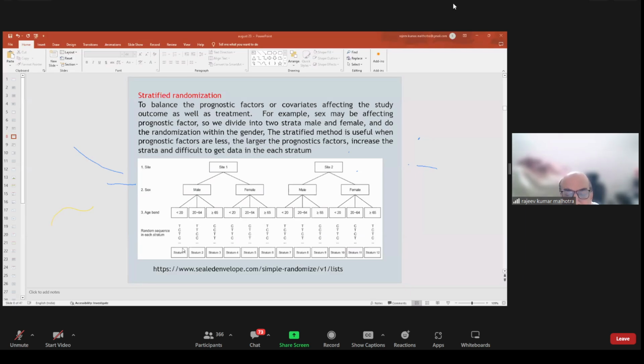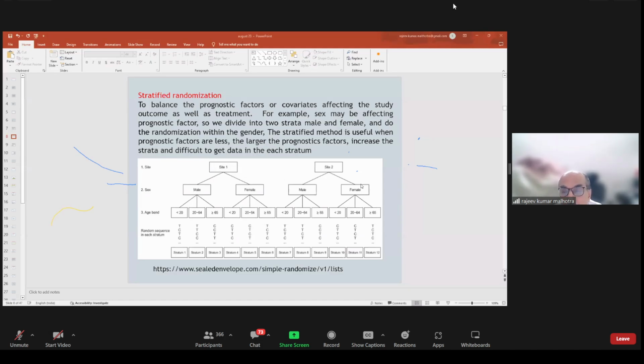Recently, I did stratified sampling in an office for a project, and later I found that there were one or two strata we were not able to fill. So this problem appears in stratified sampling. You have to take care while you are doing randomization for the prognostic factors.